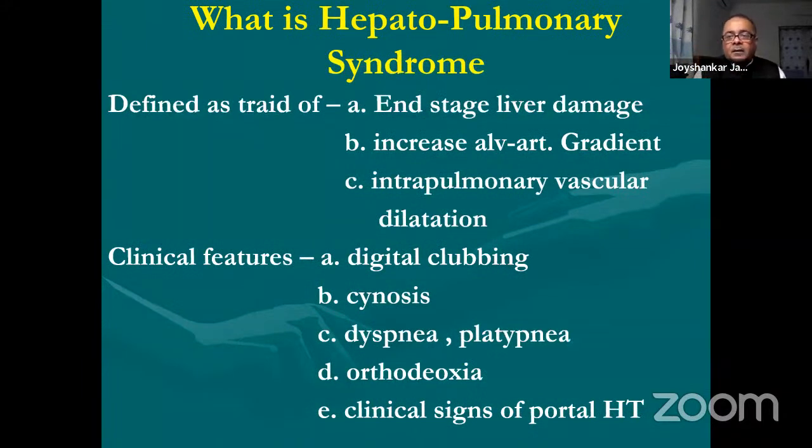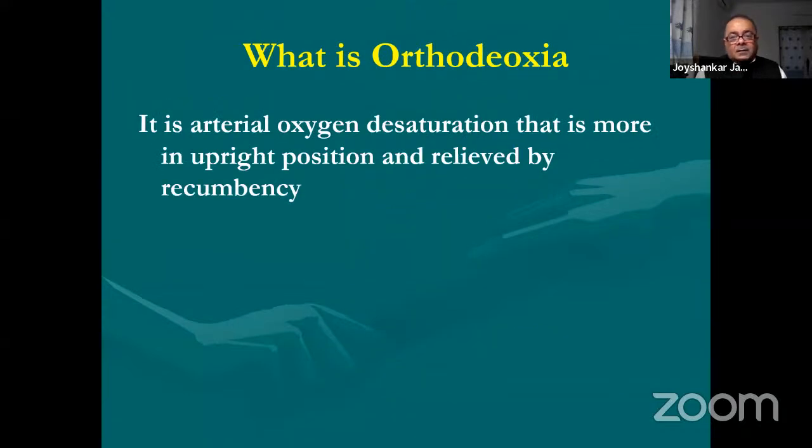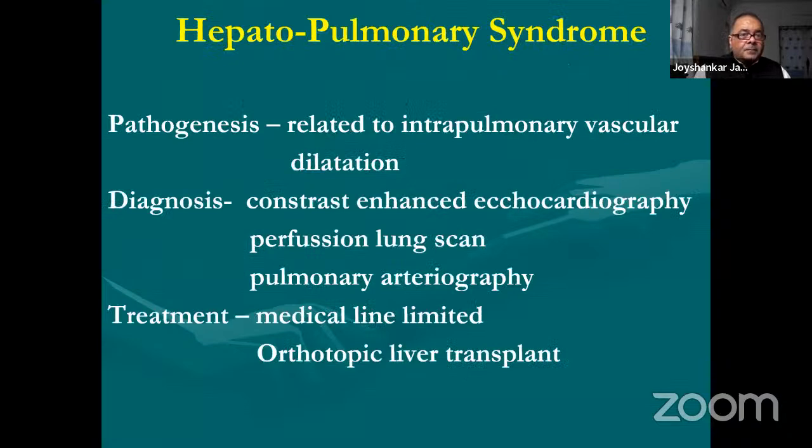It is a triad of end-stage liver disease, increased alveolar-arterial gradient, and intrapulmonary vascular dilatation. Clinical features: digital clubbing, cyanosis, dyspnea, platypnea, orthodeoxia, and signs of portal hypertension. I'll tell you what orthodeoxia is: it is an arterial oxygen desaturation that is more in the upright position and is relieved by recumbency. Pathogenesis: it is related to intrapulmonary vascular dilatation.